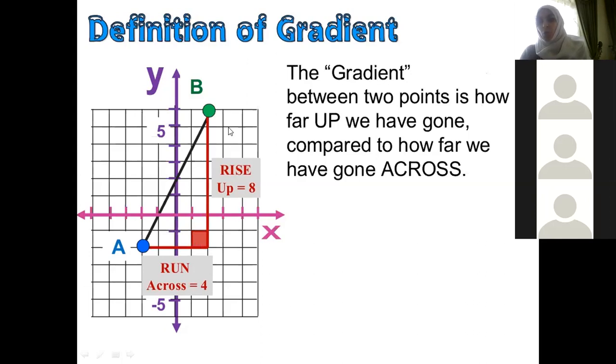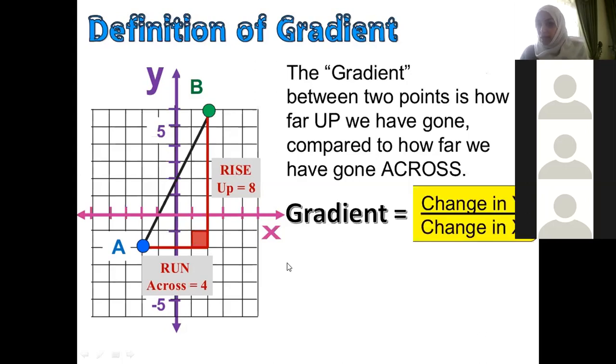So let's go by how many units did we rise up? We will just count the squares and they are 8 units. And how many units did we go across? These are 4 units to the right. So how much is that? It is the change in y divided by the change in x. And that would be 8 divided by 4. And this is 2.